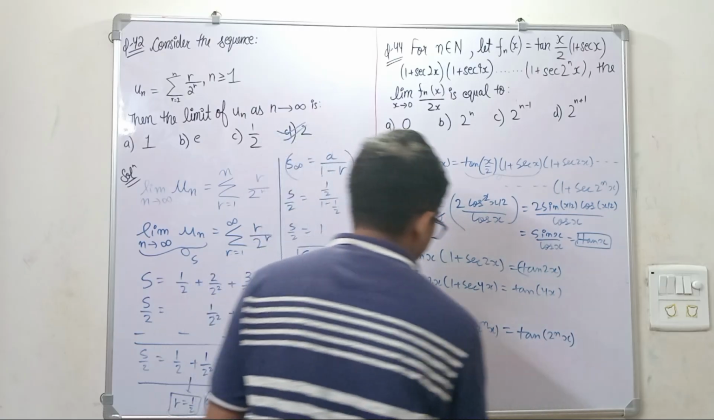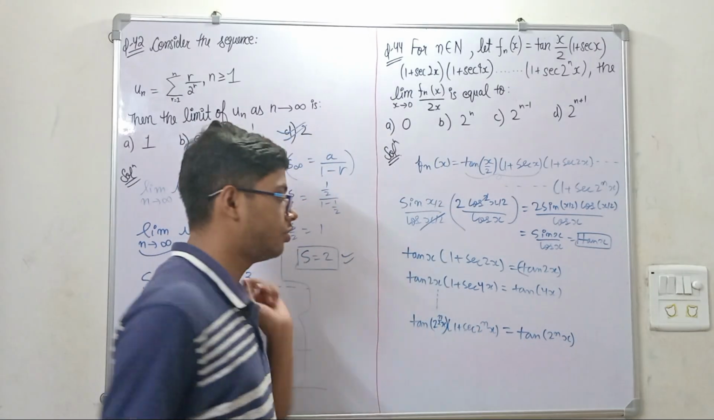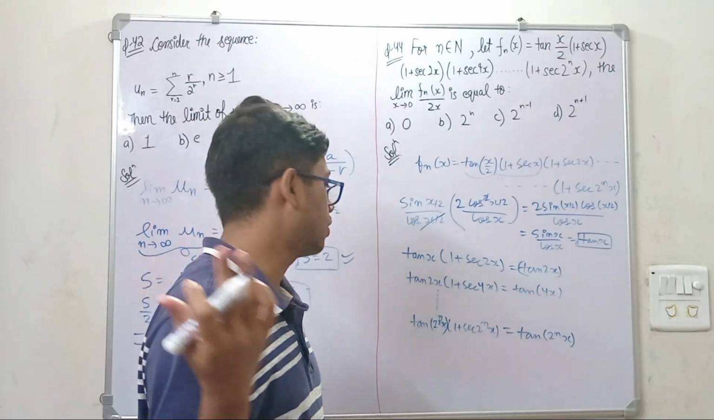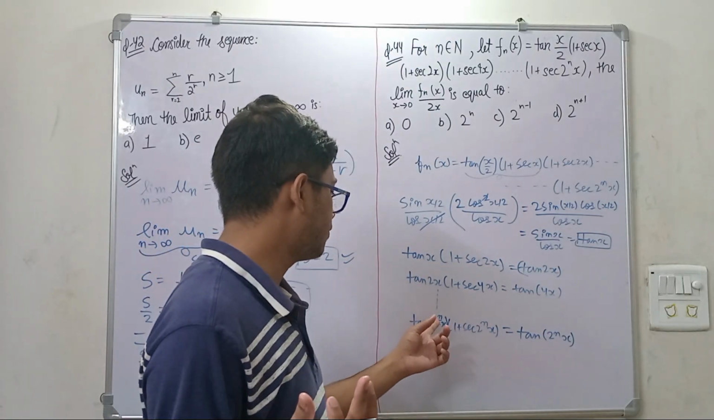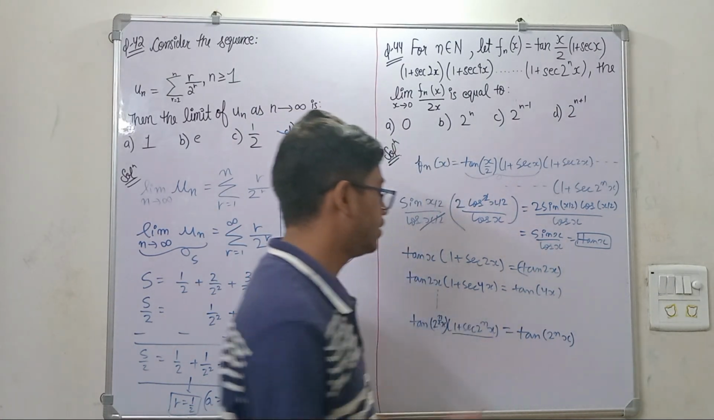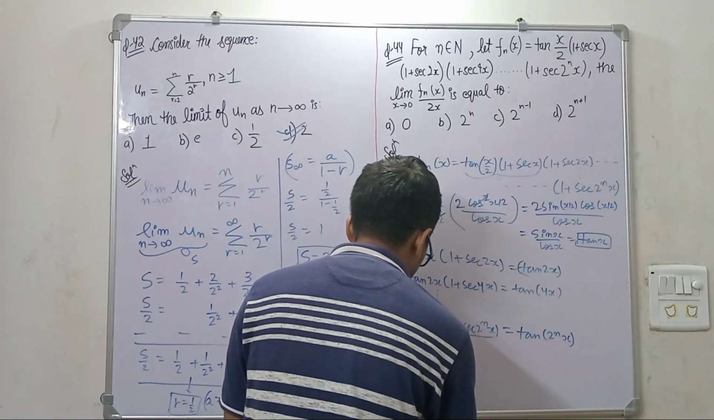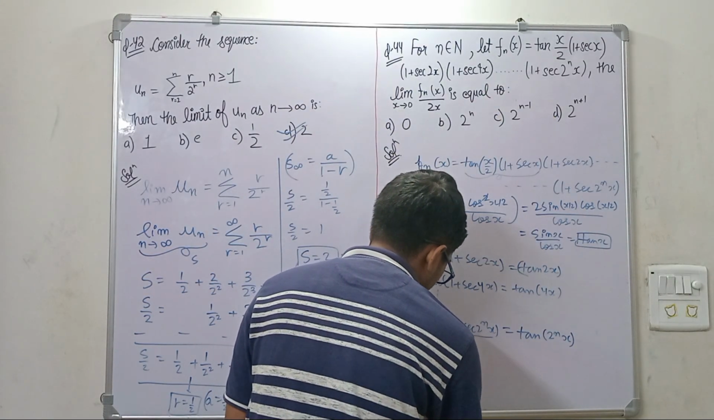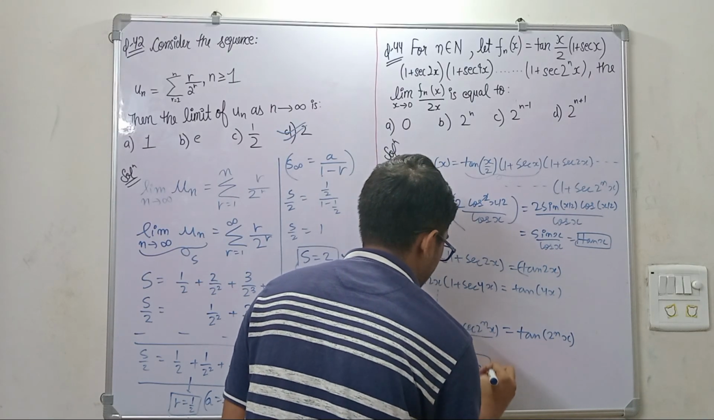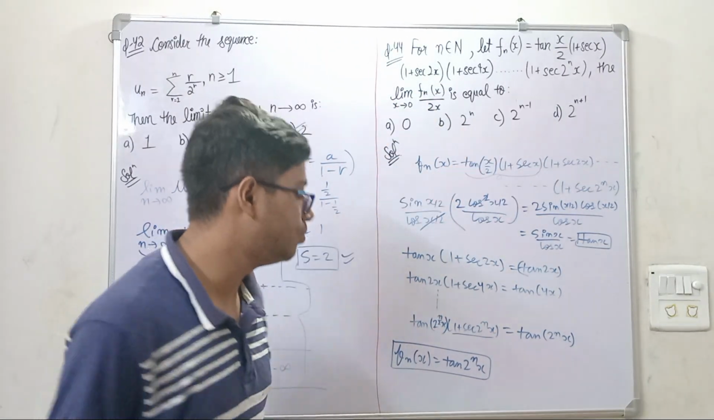Means the last term is tan 2 to the power n x. And if you do the product of all of these, then you will get the final term as tan 2 to the power n x. Means f n x is tan 2 to the power n x. You got the function. Now you just have to apply the limit. So this was the simple manipulation which you need to do before solving the question.